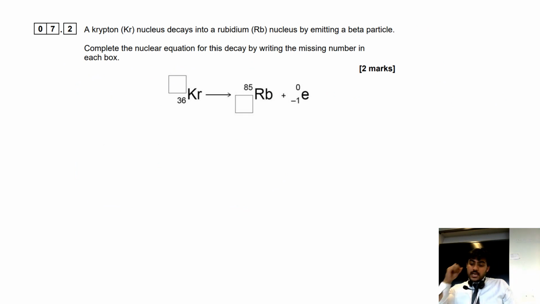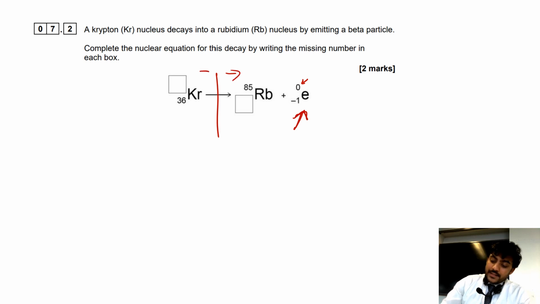A krypton nucleus decays into a rubidium nucleus by emitting a beta particle. Complete the nuclear equation for this decay by writing the missing number in each box. They have been super generous with you because they have told you what that beta particle is. It is a fast-moving electron, therefore it does not have a mass. It has a charge of -1, which means that its bottom number or its atomic number is -1. That is just for simplicity. What does that actually mean? It means this side of the arrow and this side of the arrow have to balance each other out. The top row and the bottom row have to balance each other out.